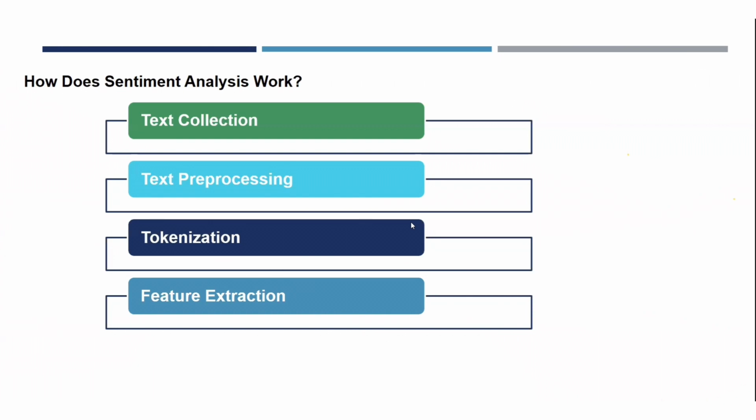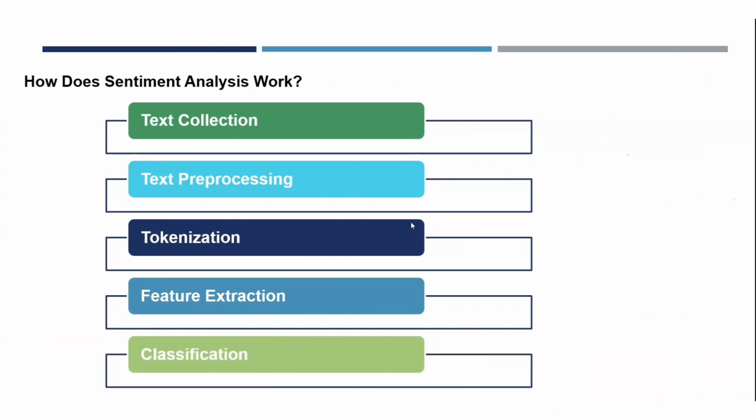So finally, feature extraction means identifying important words or patterns that can signify the sentiment. This could be positive words like good, or negative words like bad. Okay, so this is the scenario.